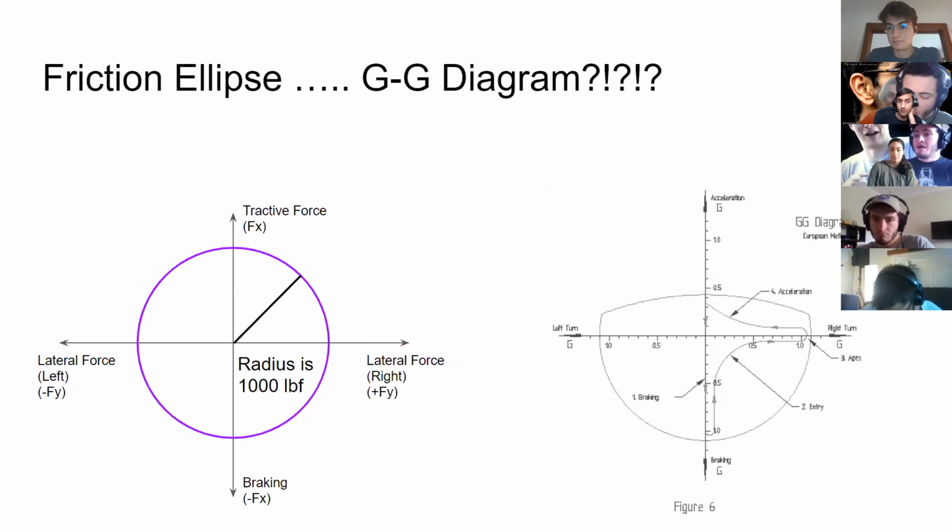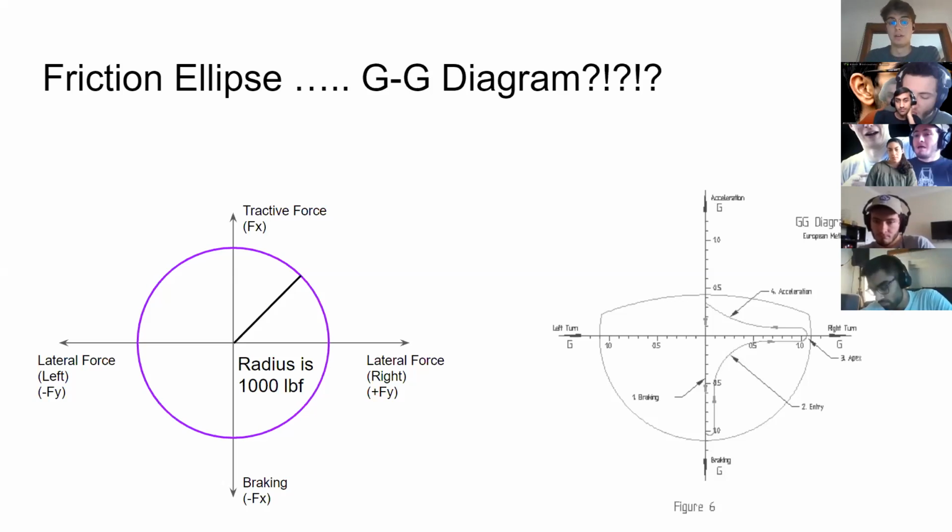Does that make sense? From a testing perspective, is it easier to generate a GG diagram than it is to generate a frictional ellipse? Substantially. To make a GG diagram, all you need is an accelerometer. To make a frictional ellipse, it's honestly very difficult to measure the amount of force at your tires. So it's always finding a measure we can take to plug into a model we're most confident in.